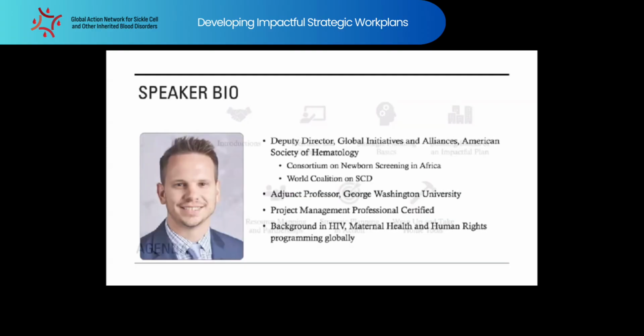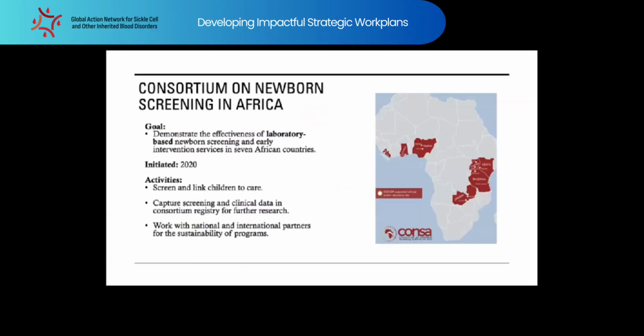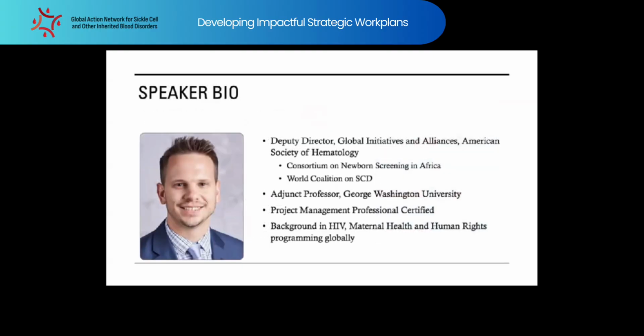So again, a bit about me. I'm the Deputy Director for Global Initiatives and Alliances at the American Society of Hematology, particularly working in our sickle cell disease efforts. That means I oversee our work in the Consortium on Newborn Screening in Africa, as well as the World Coalition on Sickle Cell Disease. I'm also an adjunct professor at George Washington University. I have my project management professional certification, or PMP, and I definitely suggest that as a great tool or resource for anyone working in project management. My background has been in HIV, maternal health, and human rights programming globally.